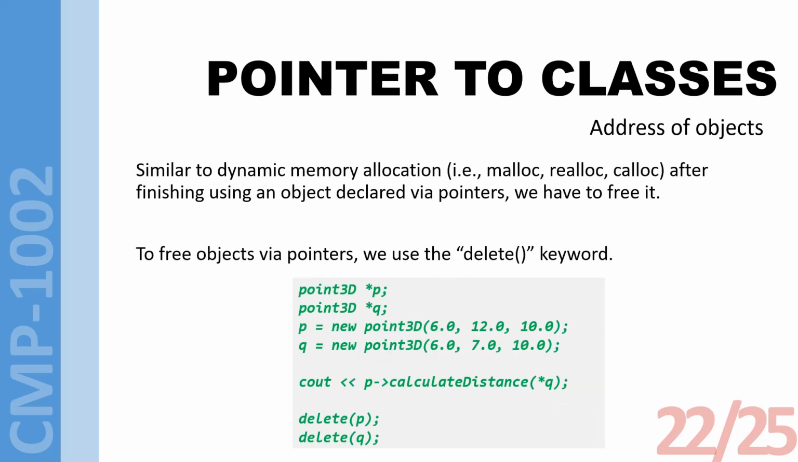Similar to the dynamic memory allocation concept that we have talked about in the CMP 1001 series, the malloc, realloc, and calloc, we said that after declaring dynamic memory, you have to call the function free to free the memory space for other uses. Similar to that, after finishing using an object declared via pointers, we have to free it. But this free keyword is not going to be useful for us; instead we use the delete keyword in this context. So after the declaration, as we had done in the previous slide, at the end of my program, when I no longer need to access these objects, I have to say delete P and delete Q. In this sense, I'm just telling the operating system that these objects are no longer going to be used, so you can free them and use these memory spaces for whatever purposes you would like.